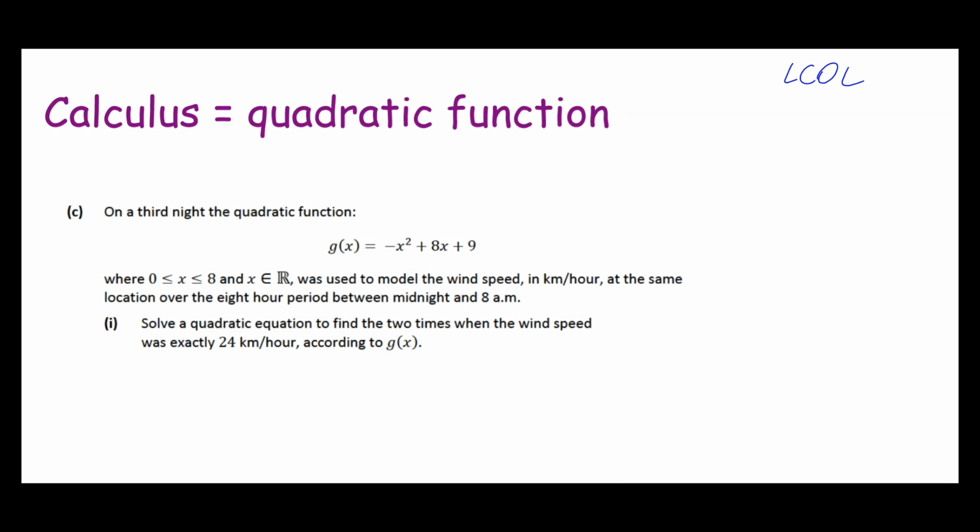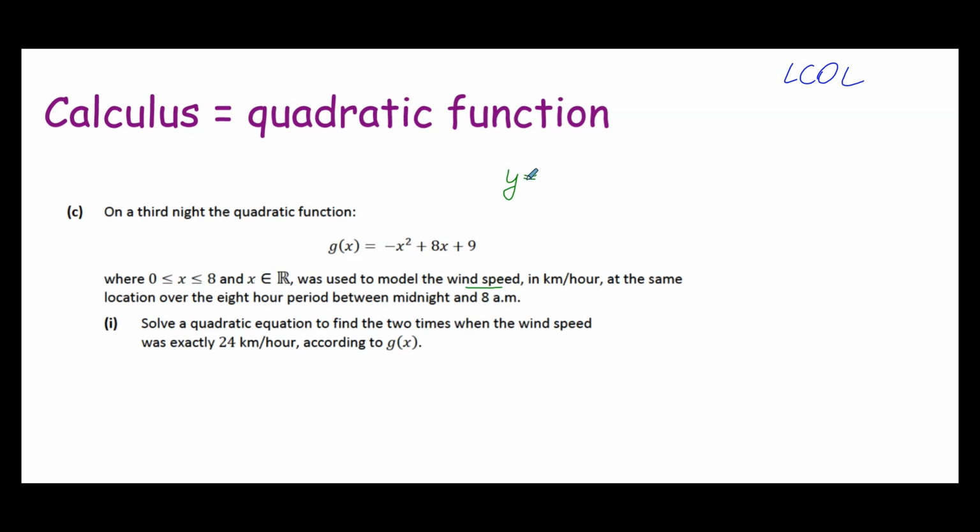And then something that comes up on your exam all the time is calculus. Here we are going to be looking at a quadratic function in the light of calculus. So let's see. On the third night, the quadratic function, so here we have a function, and they are still saying that the value of x is between 0 and 8, was used to model wind speed. Now, what does that mean?